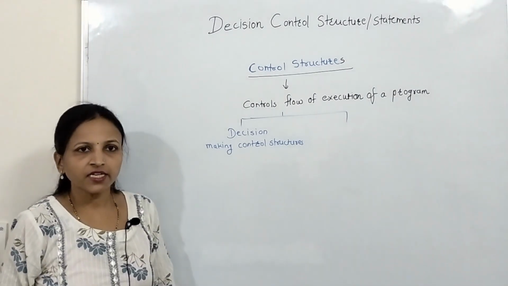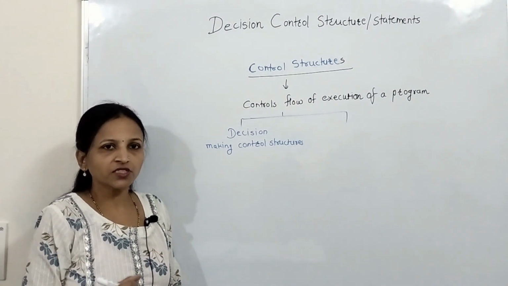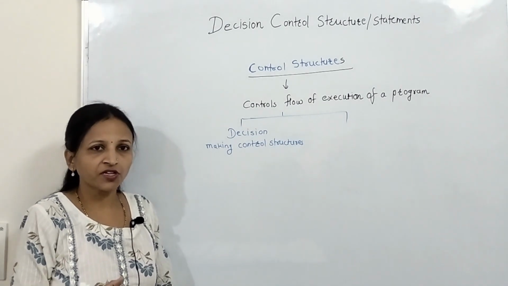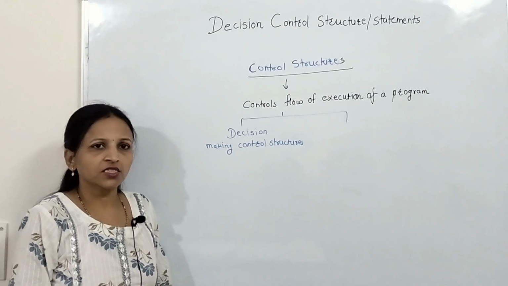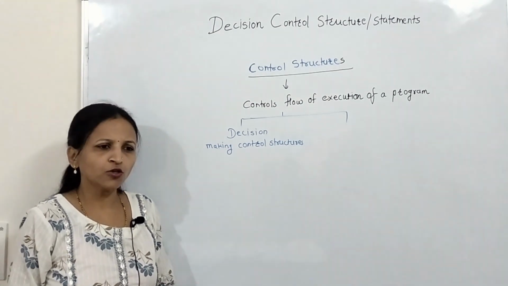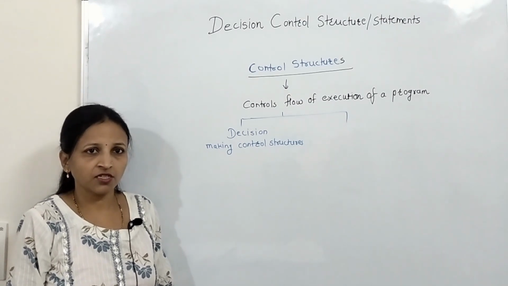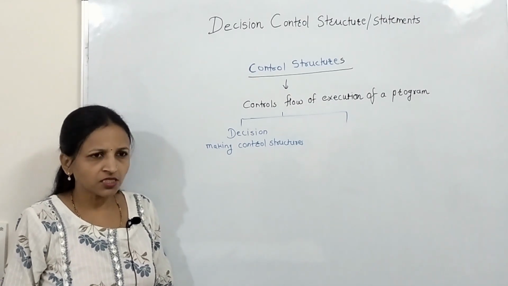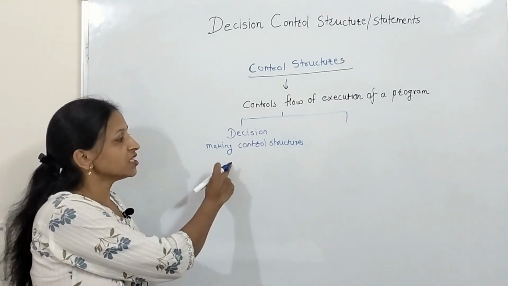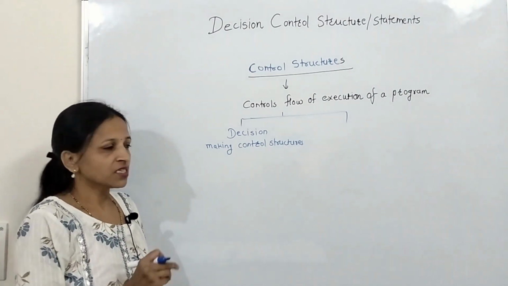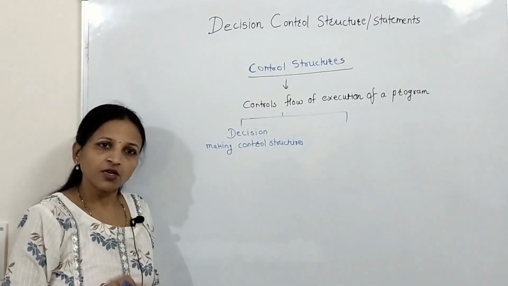The first category under this is decision making control structures. When to use these decision making control statements? Suppose you want to execute some set of instructions in a certain situation, and some other set of instructions in any other situation, then we can use decision making control statements inside our program.